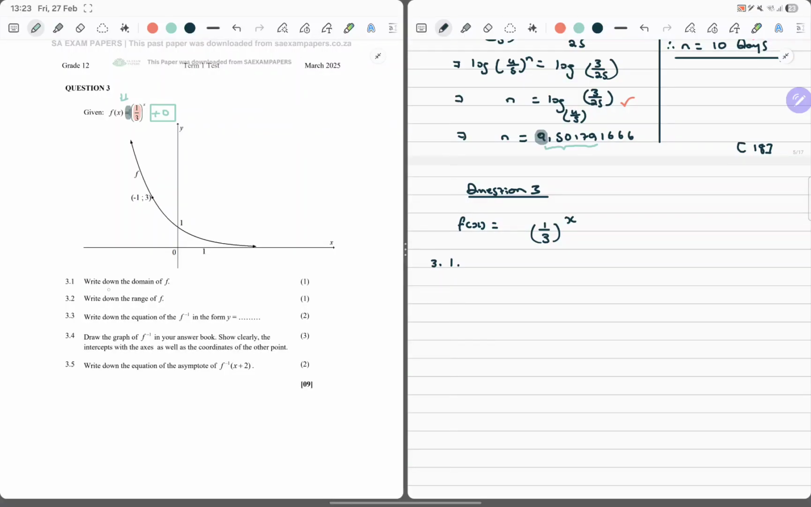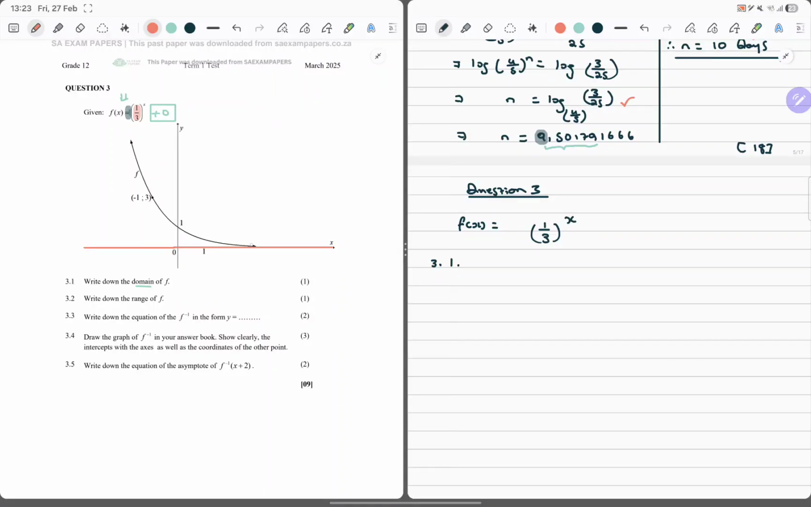Anyway, the first question says, write down the domain. Now the domain, guys, is all the accepted x values. If we look at it, the domain is going to come from negative infinity up until 0. As you can see, this graph never touches the x-axis. So this is what represents the domain. As you can see, the graph for every x value is present, including 0. So the domain here, actually I lied when I said it's excluded. It's actually not excluded. It's included.